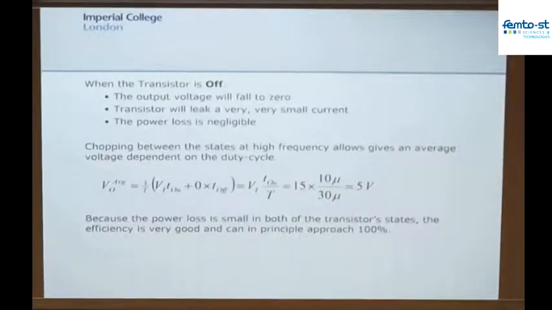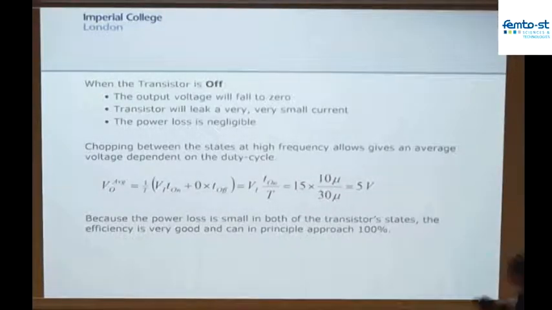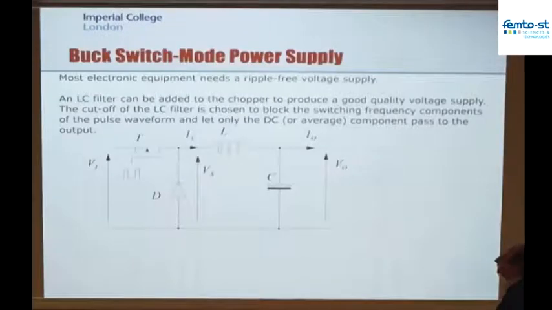And so I don't want to have this type of circuit, but this is an inspiration for how I can build a circuit. What I'm looking at is chopping between the on state and the off state, and then I'm getting a voltage on the output which is the average of those two states, depending on the amount of time spent in the on state and the amount of time spent in the off state. So in this case, if I operate on for 10 microseconds and off for 30 microseconds, then I end up with 5 volts on the output. In principle, this can approach 100% efficiency because the transistor has nowhere to lose the energy. It's either fully switched on with no voltage drop or fully switched off with no current.